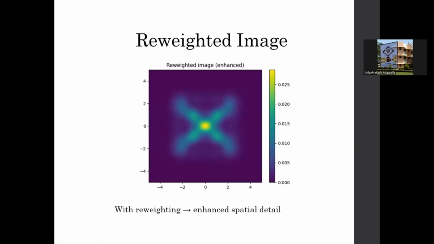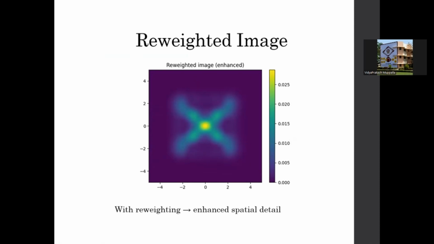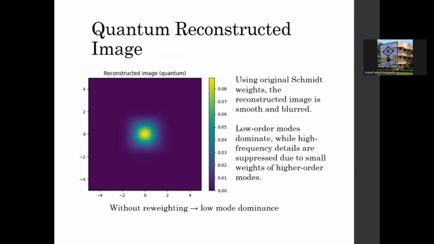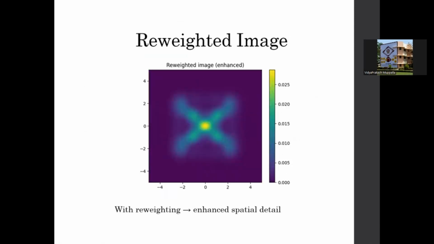I have an image. This is the reweighted image, where this is just the reconstructed image, the diffraction pattern. We got the signal and we cannot see what's happening in it. This is the low weight, so it suppresses the higher order modes. But now we filter out those modes and we can see the enhanced image of this object. This is the charge distribution that I constructed, which has some thickness and it has some quantities that interact with the light. And this is the picture after reweighing, and we get the enhanced spatial detail.